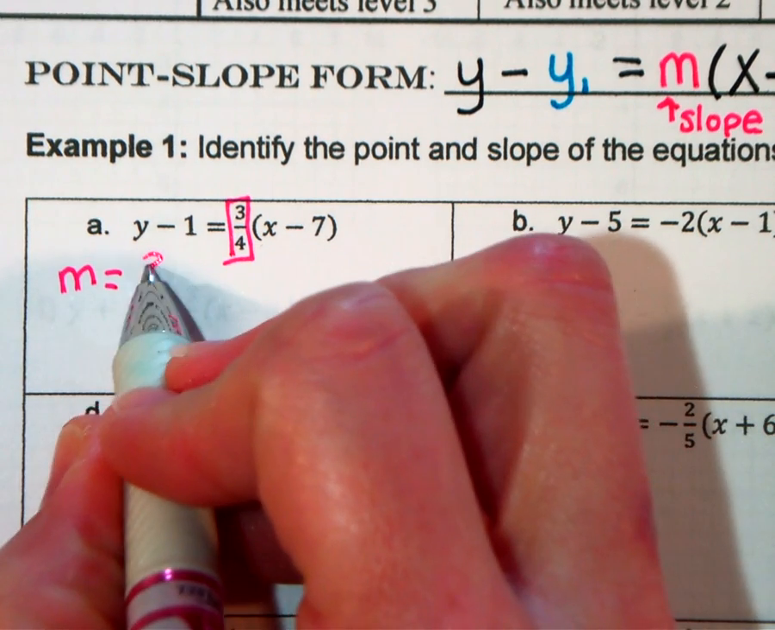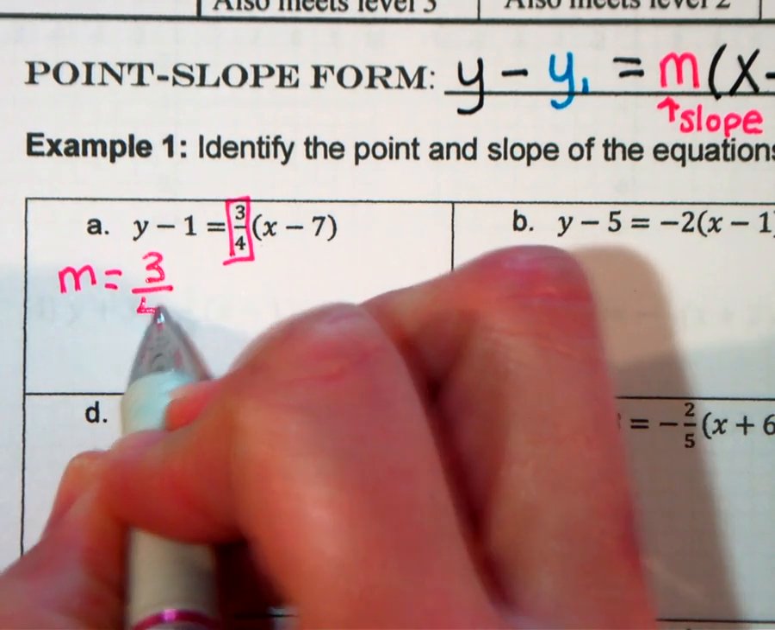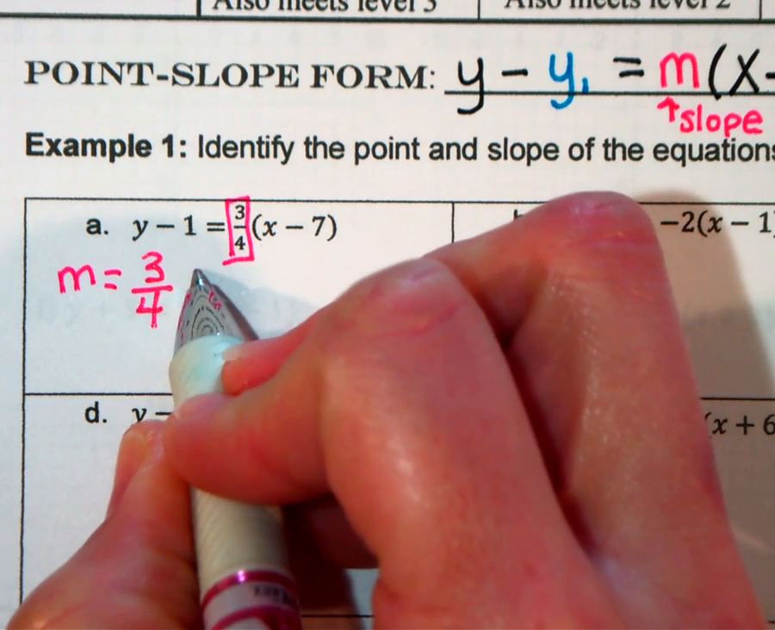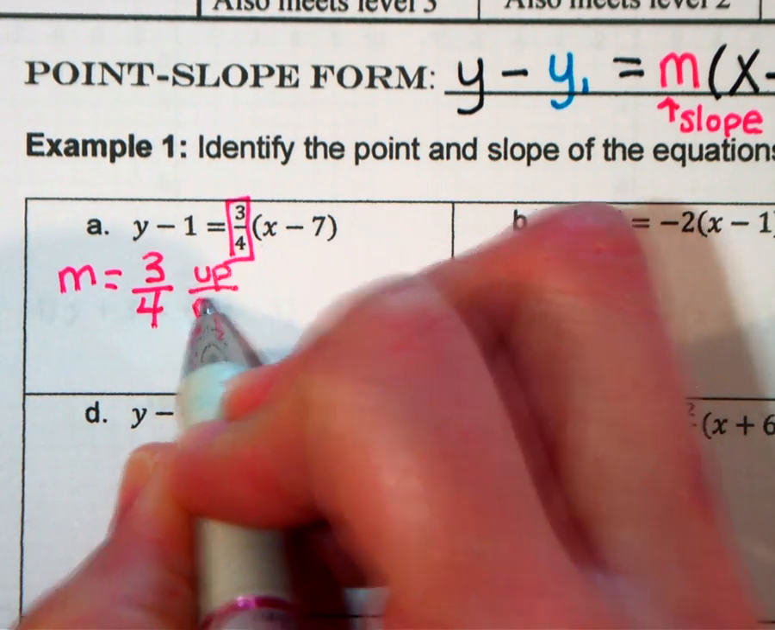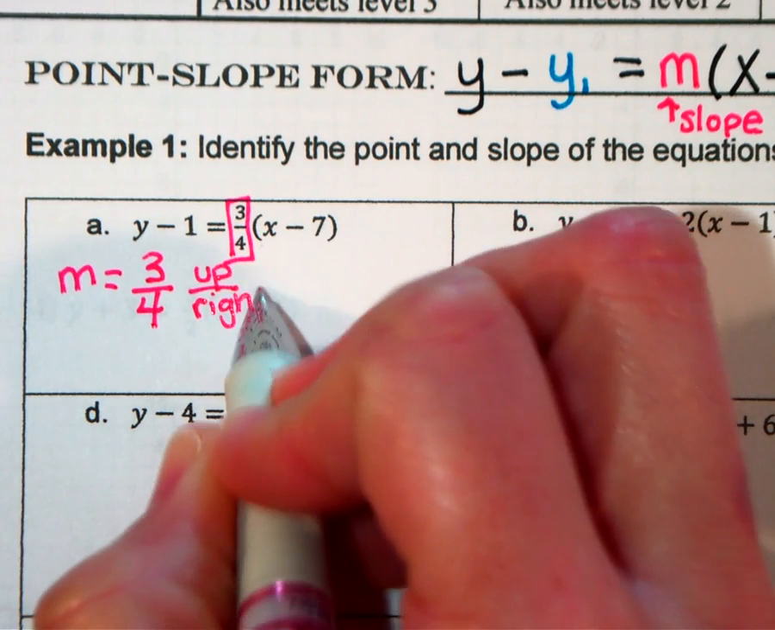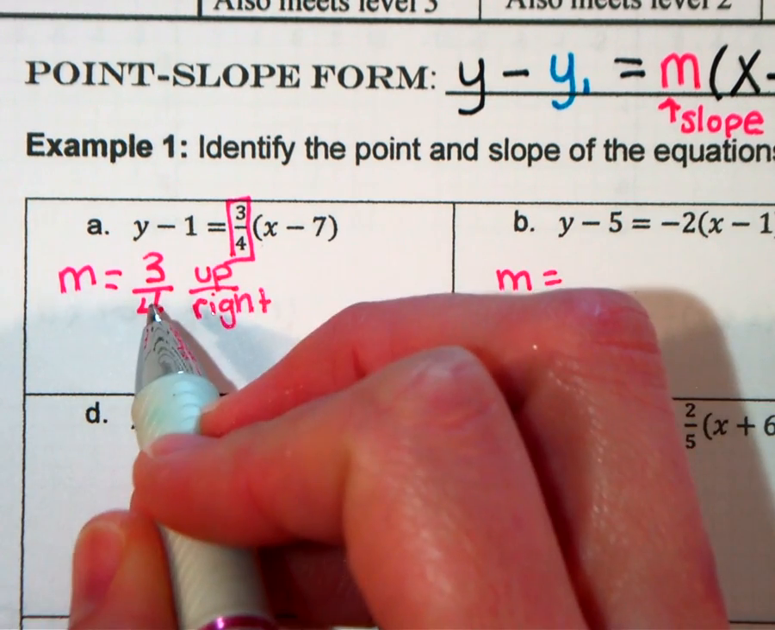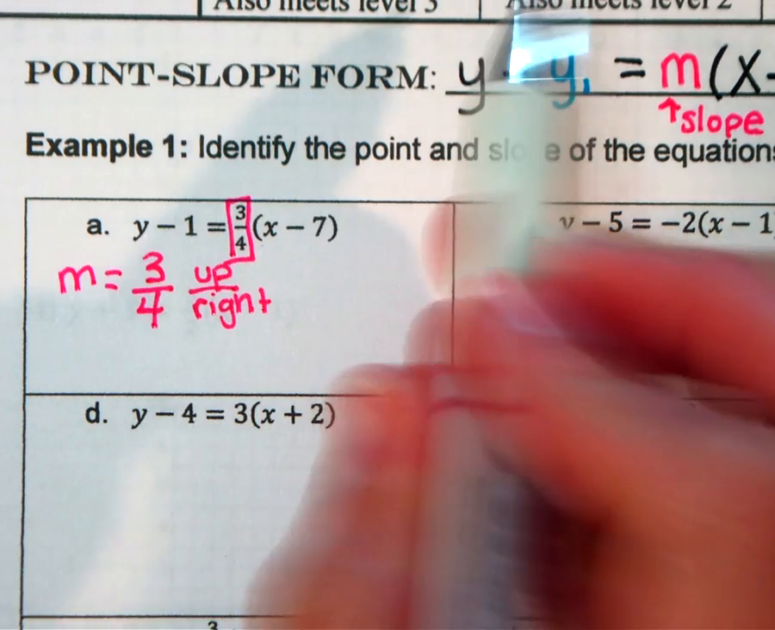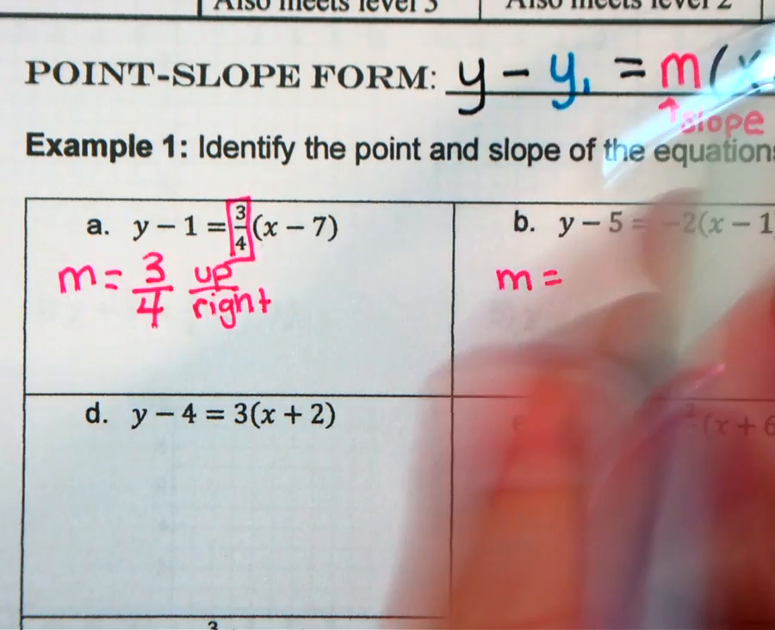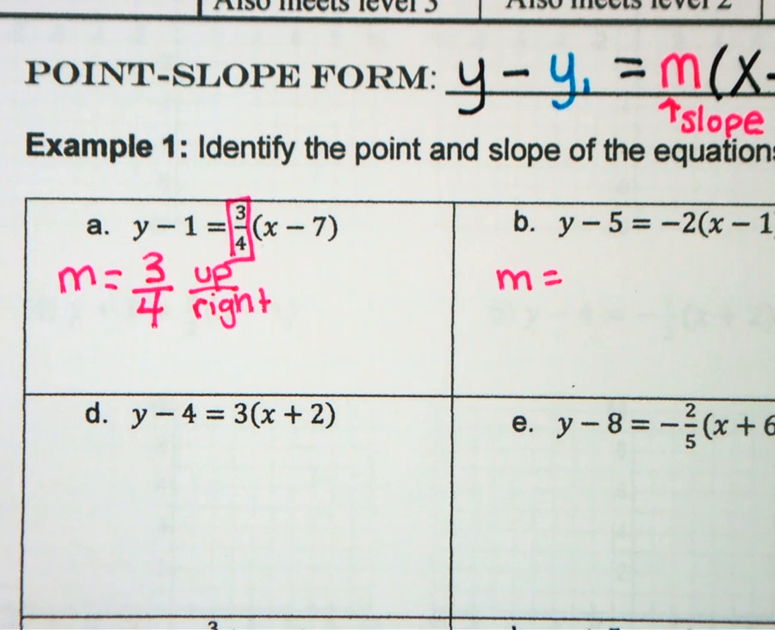Now, let's just take a second to remind ourselves that this means we're going to go up 3 and we're going to go over to the right 4. Do you remember that? When we were counting this slope, that means we would count up 3 and then to the right 4. Okay, that's just a reminder. You don't need that at this very second, but it's good for us to remember for what's coming next, okay?